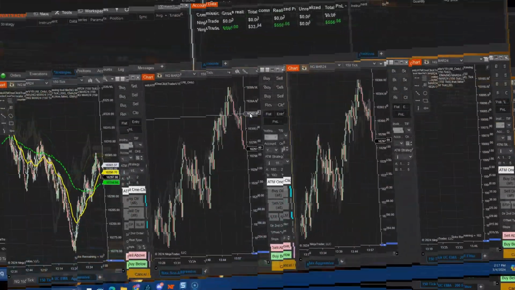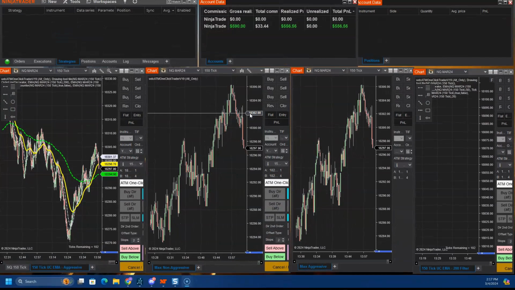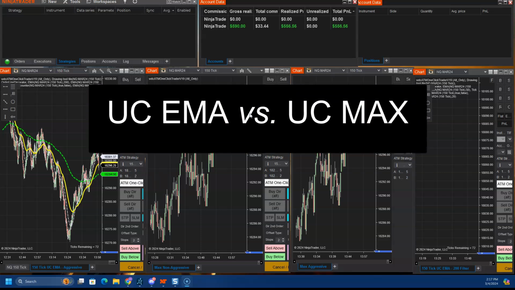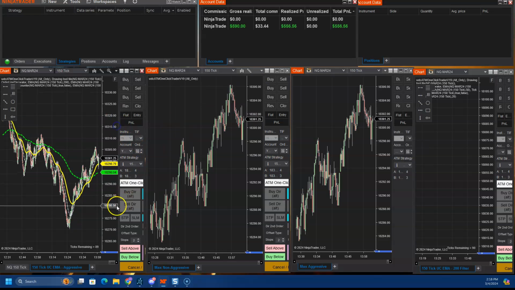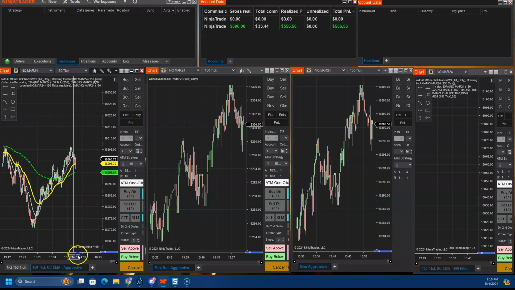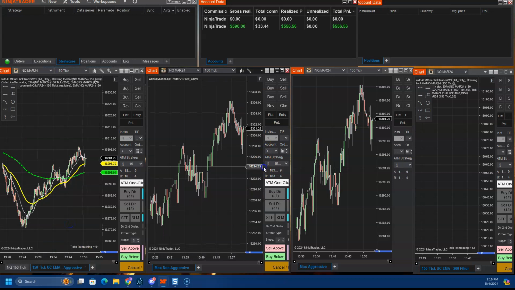Okay, fellows, everybody has been asking me, people who are interested, about the difference between the UC MAX and the UC EMA bot, right? I don't think I have any place on the website where I've talked about this difference. Even in my previous videos, you usually talk about one or the other, never really gave you guys the comparison between the two.